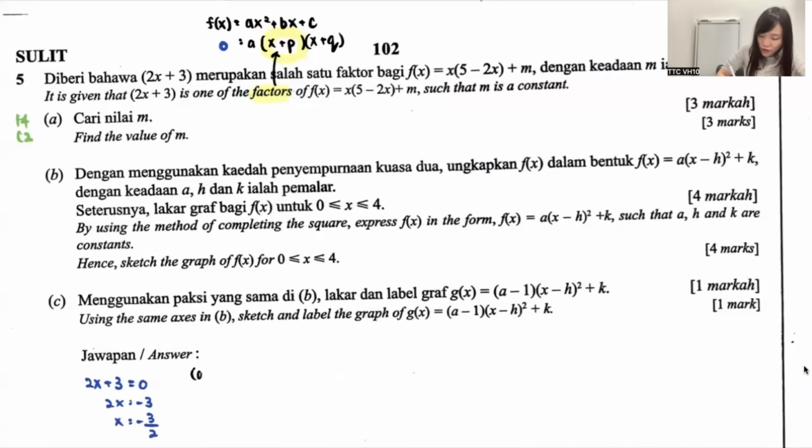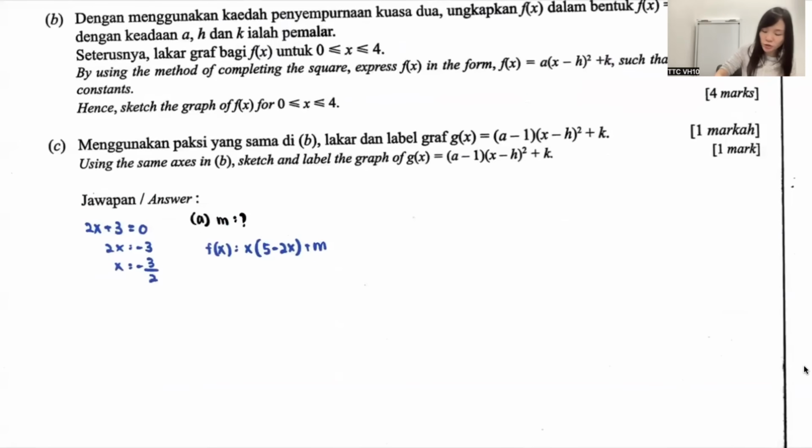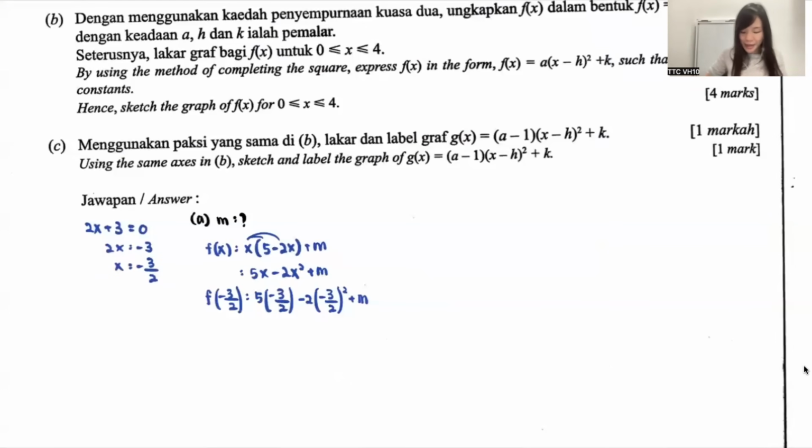So A, they say, find the value for m. How do I find m? Where did m come from? I realized the m comes from the equation itself. This is the equation they provide you. The equation is not very nice, so let's try to expand it. So isn't it 5x minus 2x squared plus m? Now you guys know the x is negative 3 over 2. Since you already have the value, you can sub negative 3 over 2 inside, and I think now you can find your m answer.